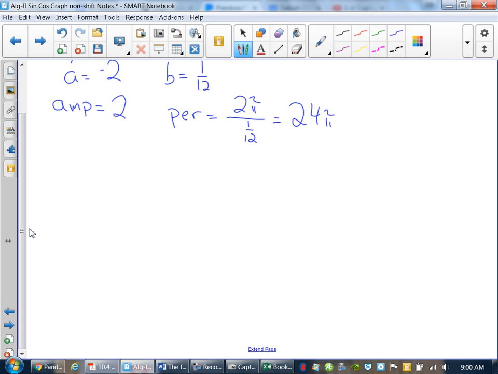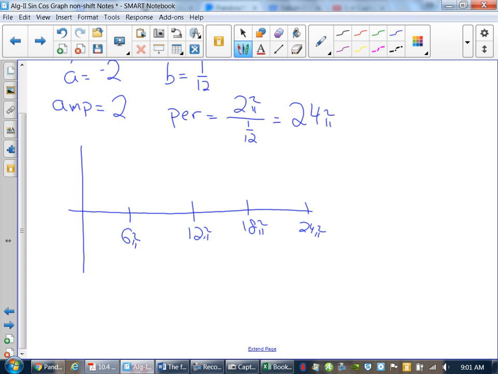So I end at 24 pi. What's half of 24 pi? That's right, 12 pi. Very good. What's half of 12 pi? 6 pi. And what's between 12 and 24 then? 18. Got my breakpoints. Cosine starts at its A value.